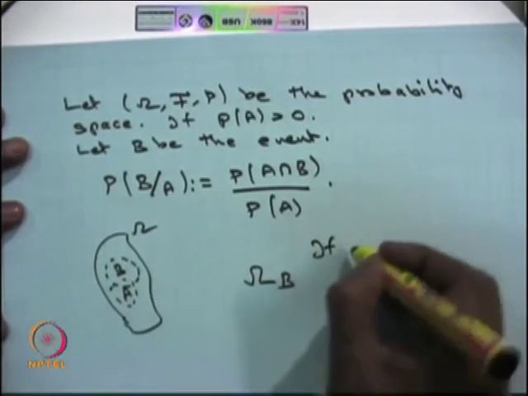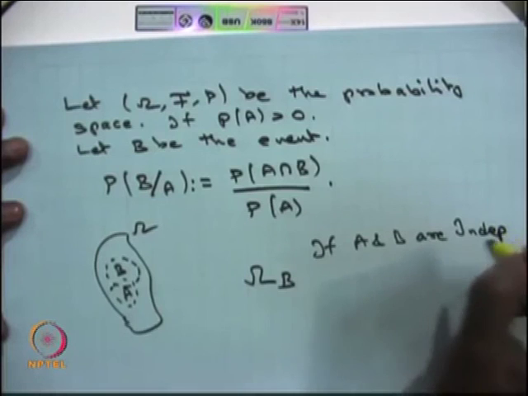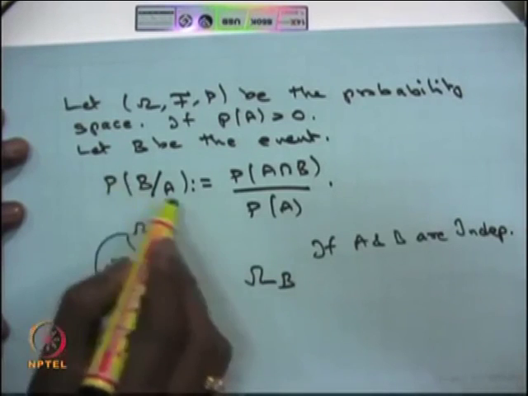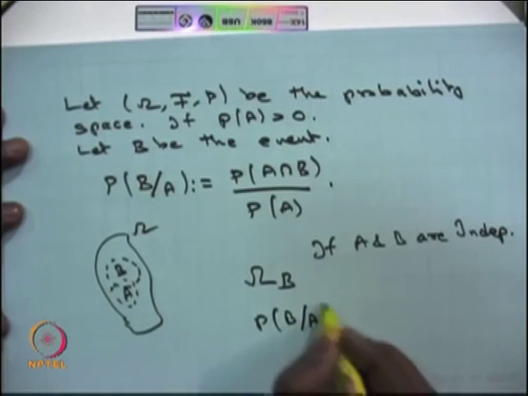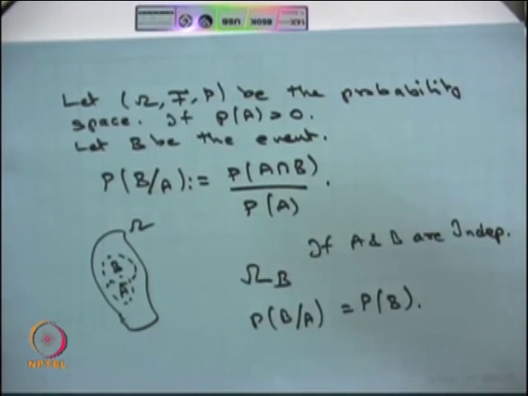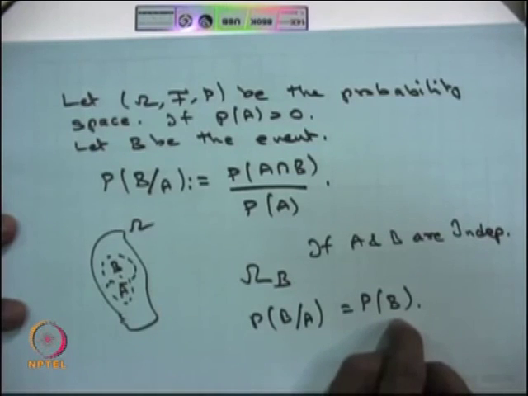If the events A and B are independent, then there is no way of relating them, and the probability of B given A is the same as the probability of B. That means there is no dependency between the events B and A. Therefore, the occurrence of the event A does not cause anything to the event B. Therefore, the probability of B is the same as the probability of B intersection A.